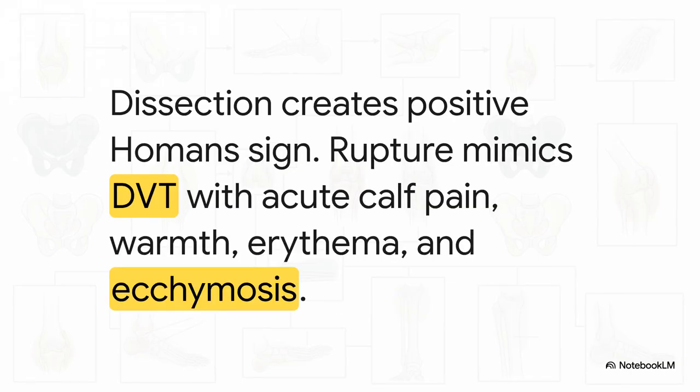Why does this matter? Well, because of its complications, which is a favorite Step 2 trick. If a Baker cyst dissects into the calf, it creates a positive Homan sign. If it ruptures entirely, it triggers acute calf pain, profound warmth, erythema, and ecchymosis. This clinical picture is an absolutely perfect mimic for deep vein thrombosis. You have to use the patient's history of knee pathology and ultimately get a venous ultrasound to definitively separate a ruptured posterior cyst from a dangerous DVT.